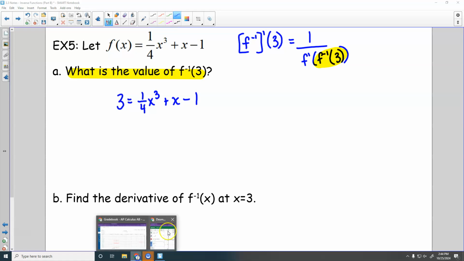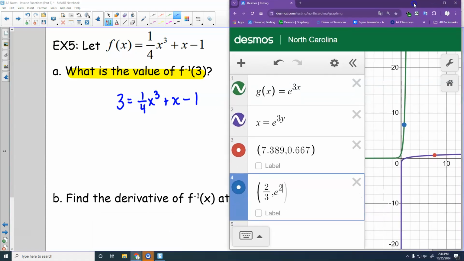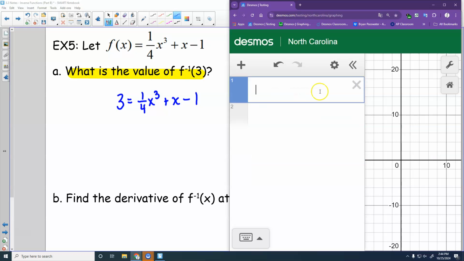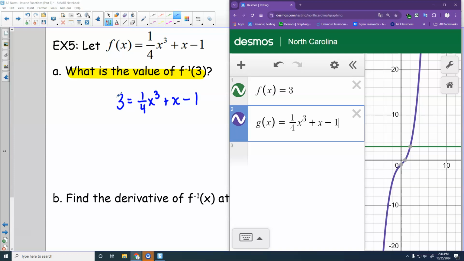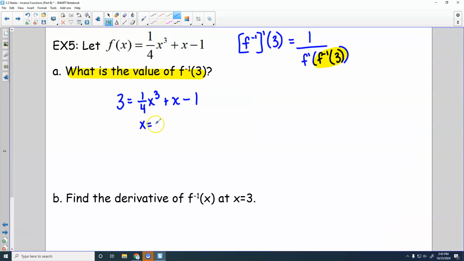So if we're using Desmos, we can use the Scott-Wood method for solving equations, where we just do f of x equals 3 and g of x equals 1/4 x to the third plus x minus 1. Just graph the left side, graph the right side, see where they cross. And I'm getting 2, 3. So x here equals 2.